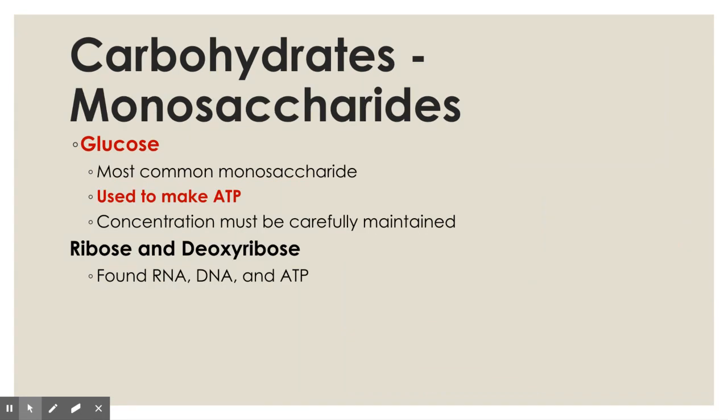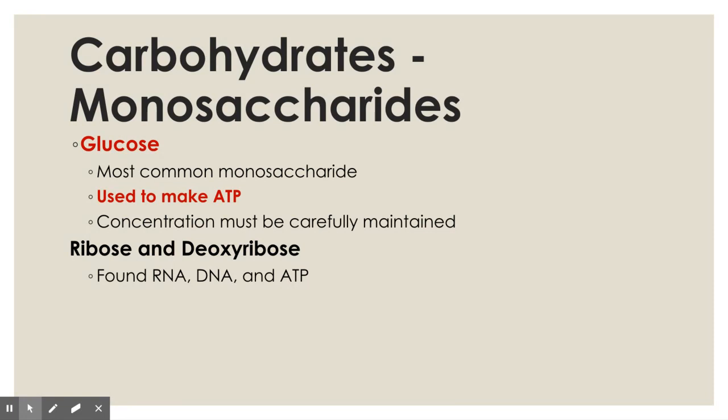Glucose is going to be the most common monosaccharide that we find. We need it to help our bodies make ATP, which is where our cells get their energy source. And of course, the concentration in a human body has to be carefully maintained. You do not want to have too high of a sugar, and you don't want to have too low of a sugar. So obviously, a medical test that is done when people come in and they are sick can be a blood glucose reading.